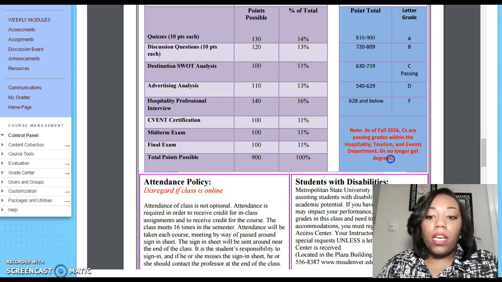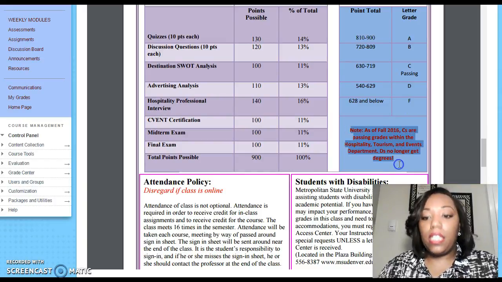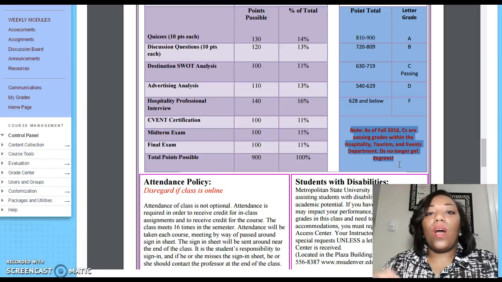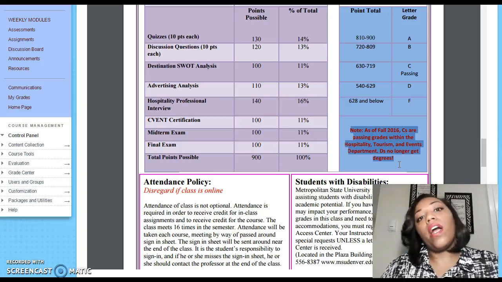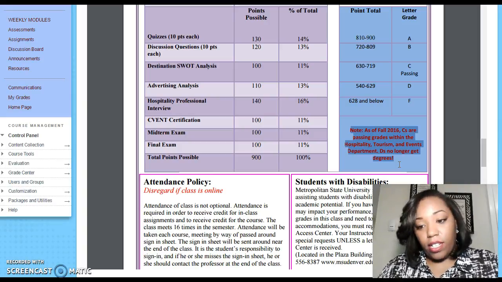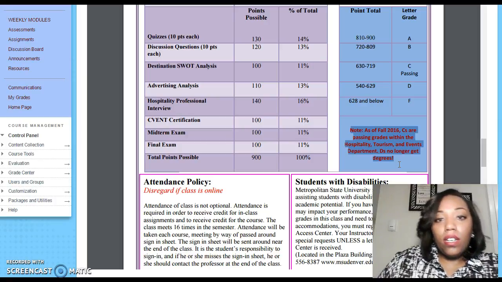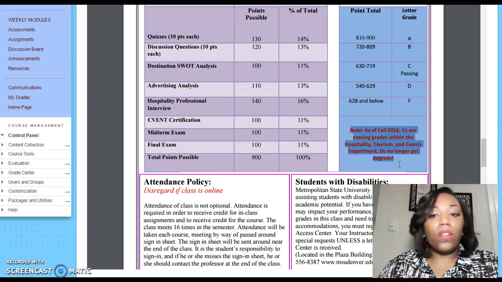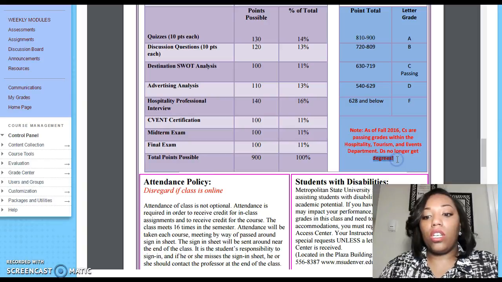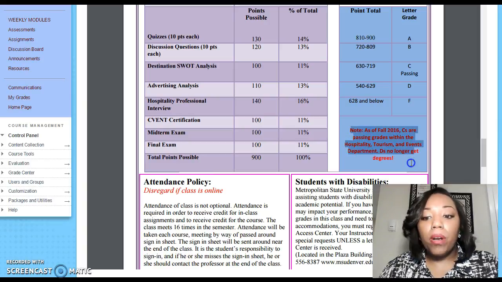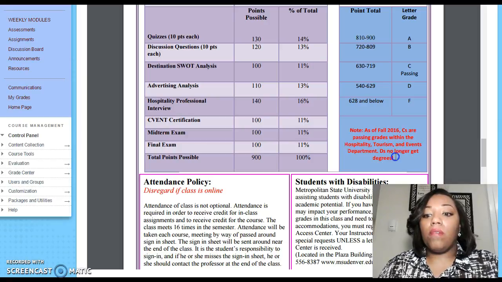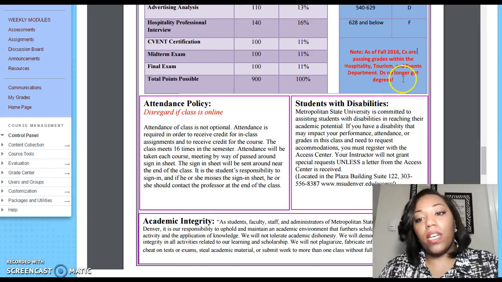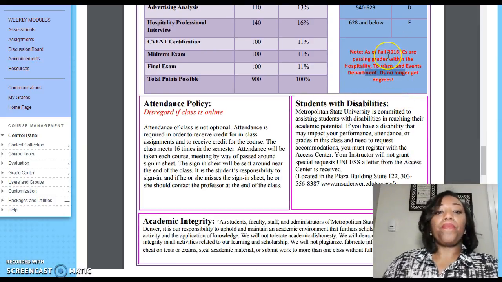I did put this in red because as of fall 2016, C's are the only passing grades for the Hospitality, Tourism, and Events Department. Meaning, prior to that, D's got degrees. So if you get a C or higher, you're in the green. But if you get a D or an F, D's don't get degrees anymore. This is a new rule for the entire Department of Hospitality, Tourism, and Events, so in any of your other classes in the department, please be on your stuff, because D's do not get degrees anymore.